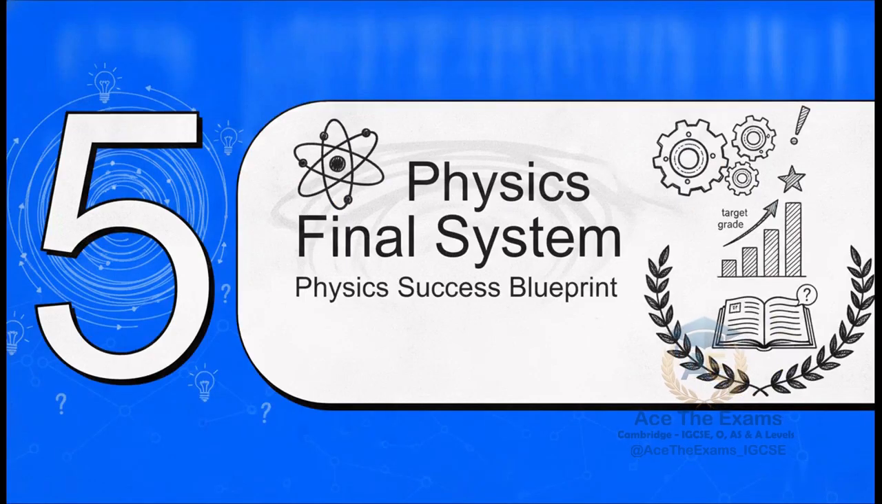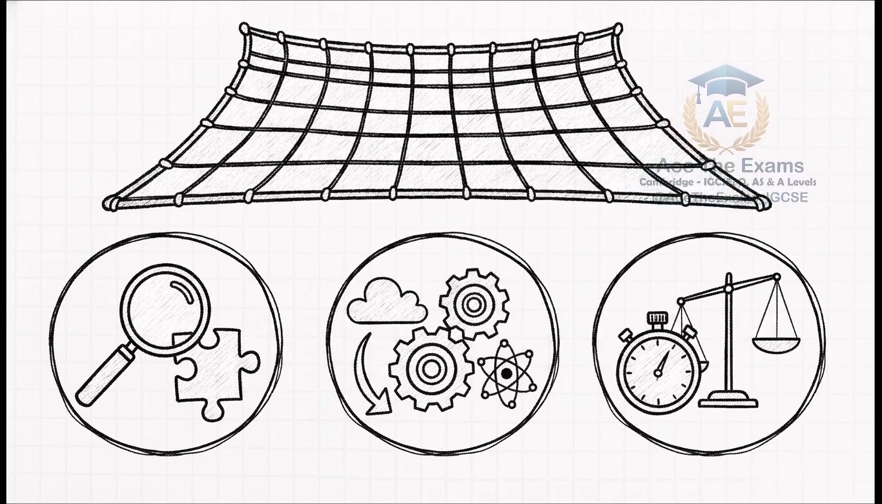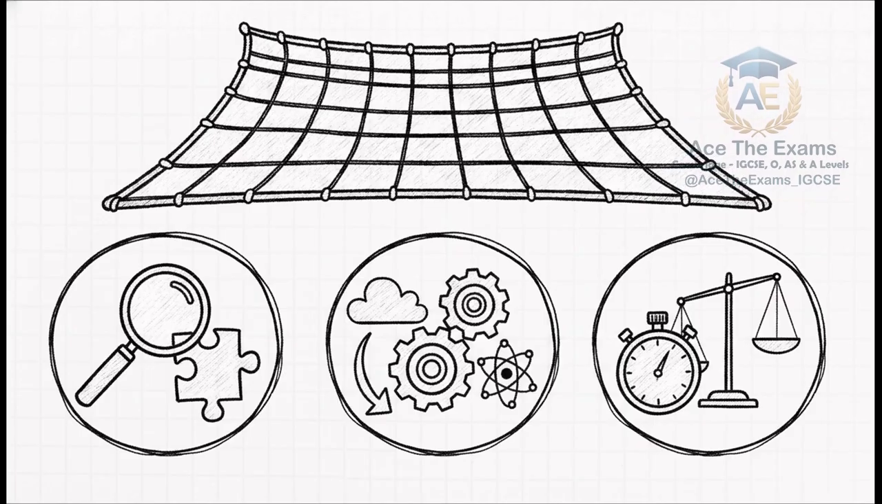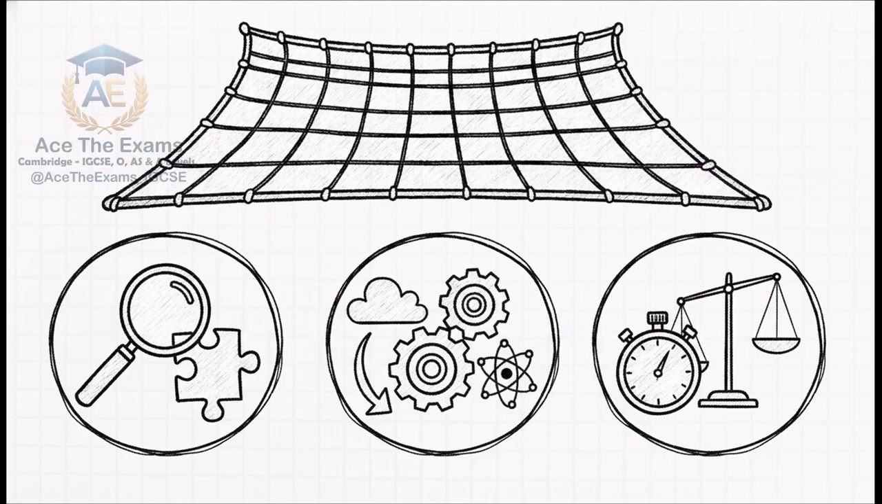Section 5. Final System. Your Physics Success Blueprint. All right, let's recap the ultimate answering system. This is the blueprint that will virtually guarantee you hit your target grade on exam day. By keeping every microtopic tightly connected to both classroom reasoning and the exam structure, you totally eliminate the guesswork. These 3 fundamental rules form your absolute safety net.